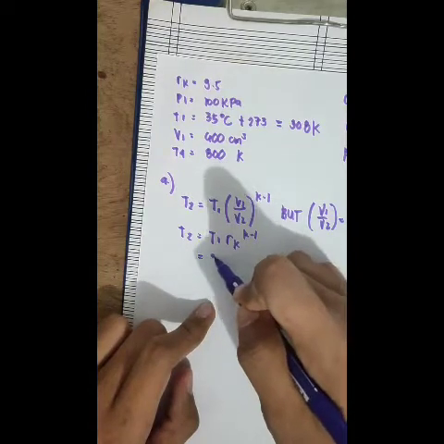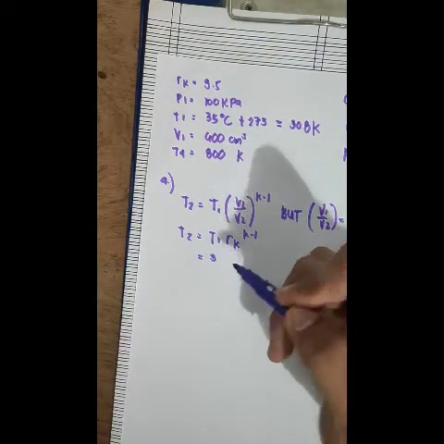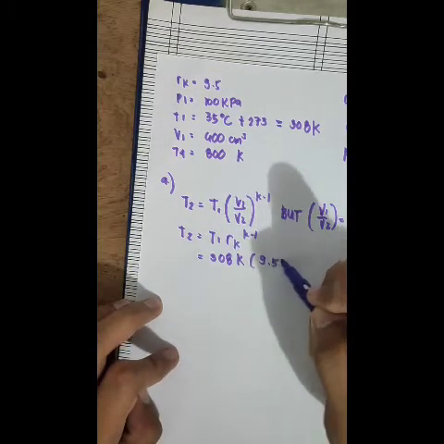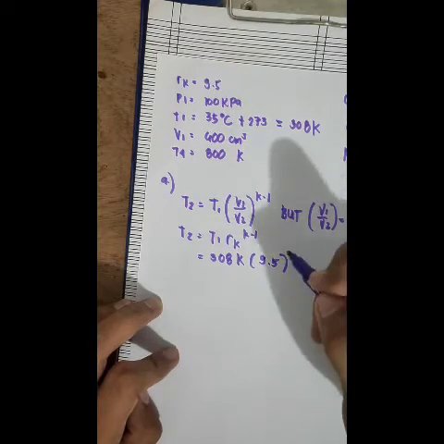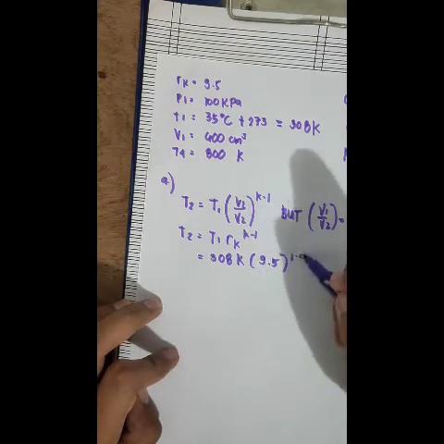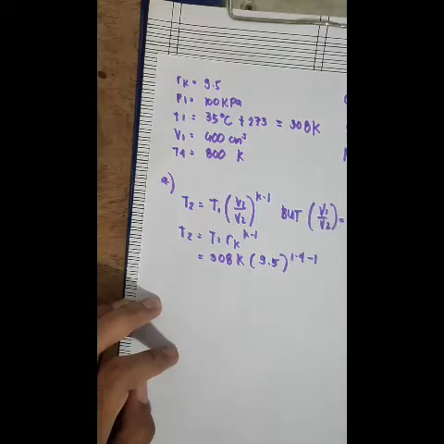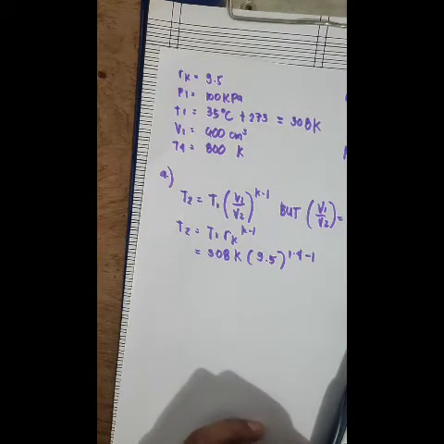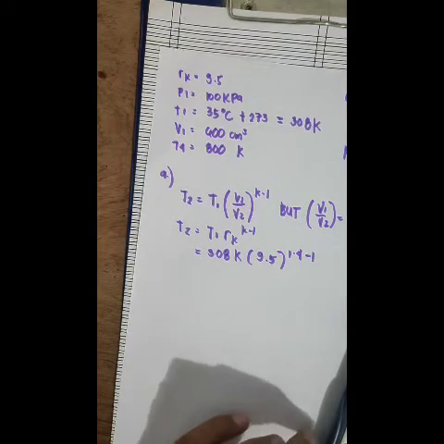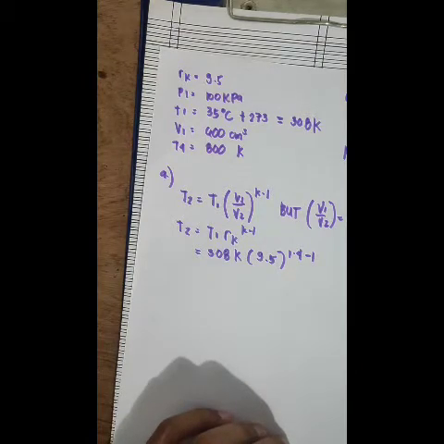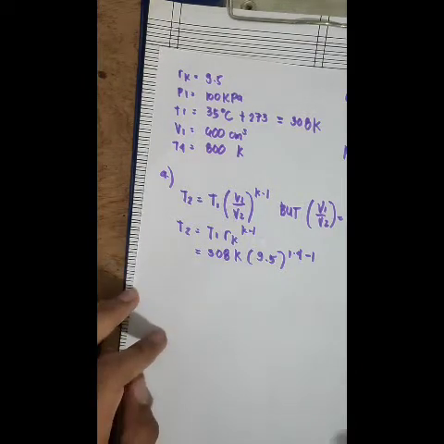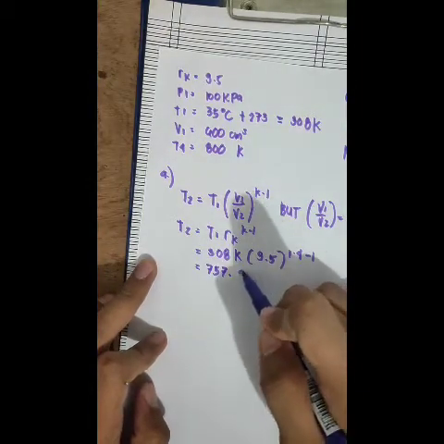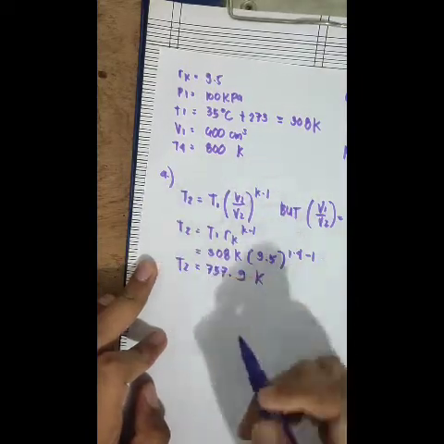So T1 is equal to 308 Kelvin times RK 9.5 raised to K, which is 1.4 minus 1. So 308 times 9.5 raised to 1.4 minus 1 is equal to 757.9 Kelvin. So that's the temperature 2.